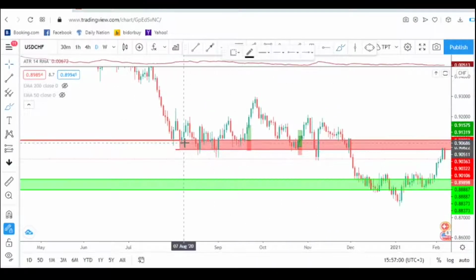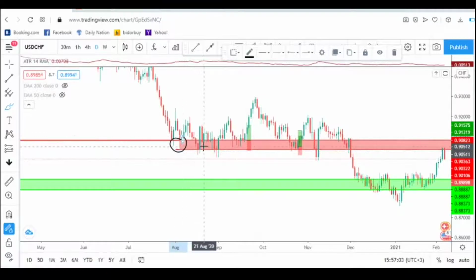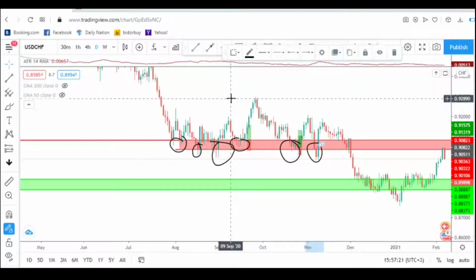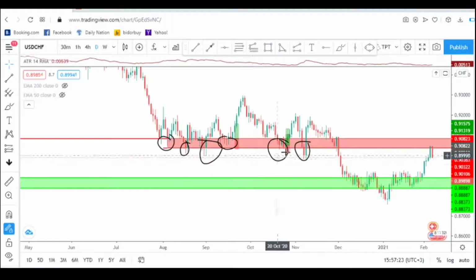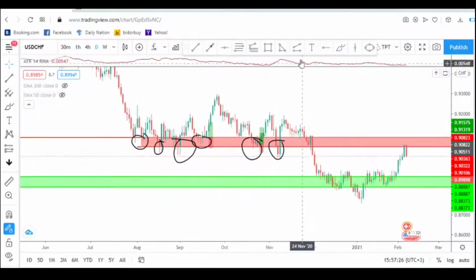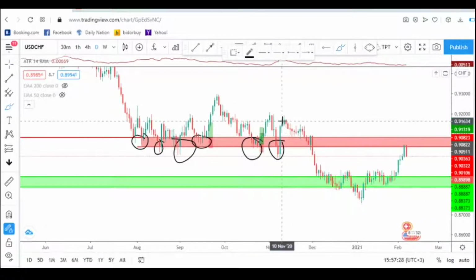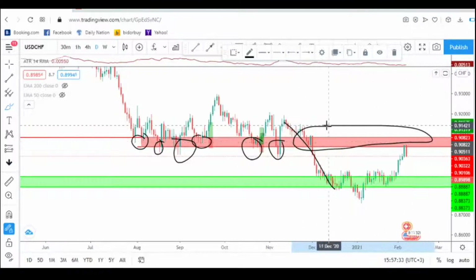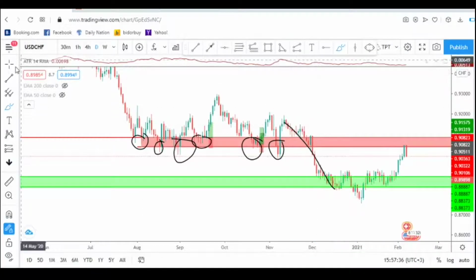It's being tested here as support, again and again. You know what I'm saying? So this level of structure has been tested 6 times and respected, and it was being tested as support before, and now the market has broken below it, and now it has turned into resistance. It's no longer support level, it's now a resistance level.